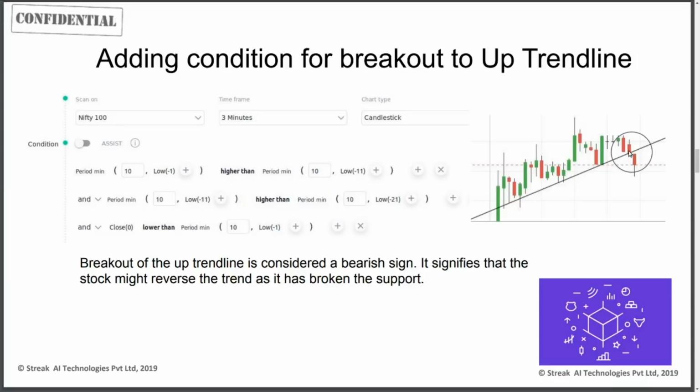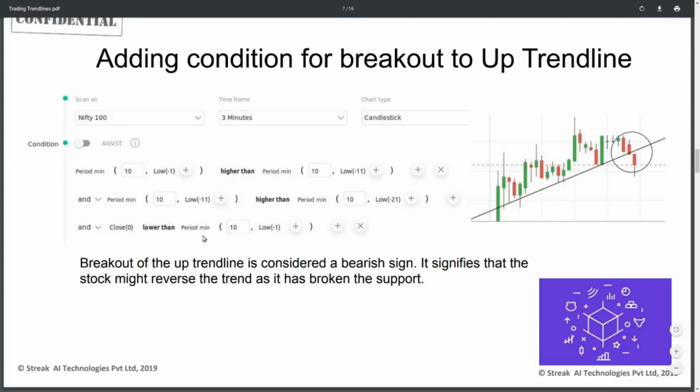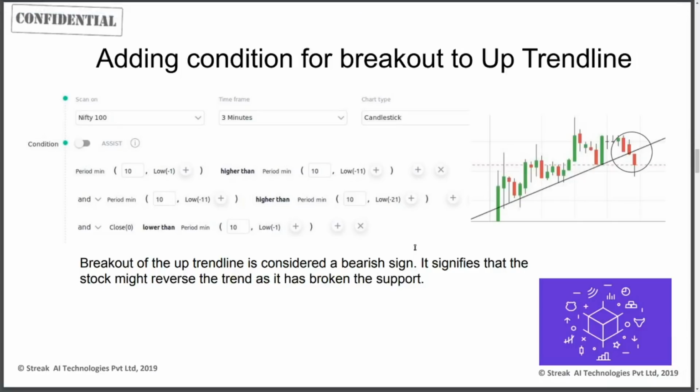And if we identify that a close has been formed where the close price has become lower than the last 10 candles' low, and it has broken this kind of a line, it basically indicates that a breakout has happened on the bearish side. So let's modify our scanner to identify this.